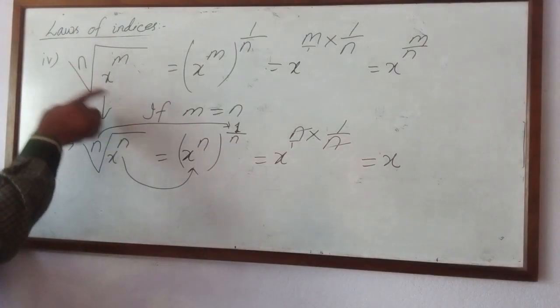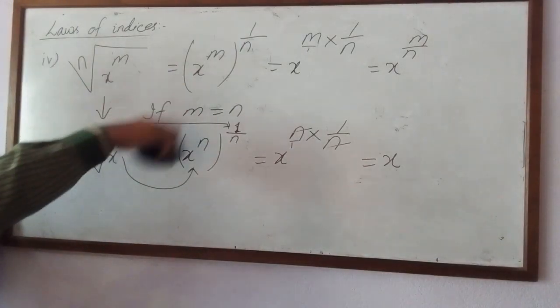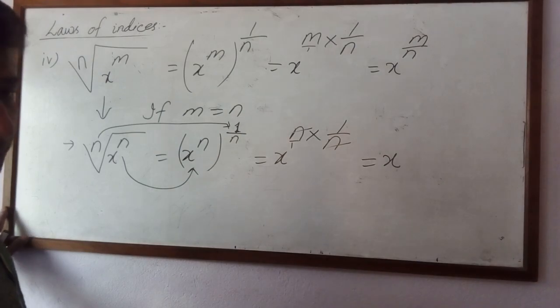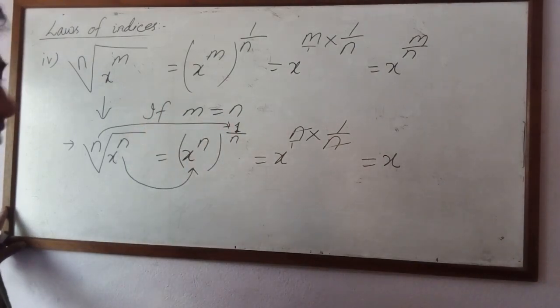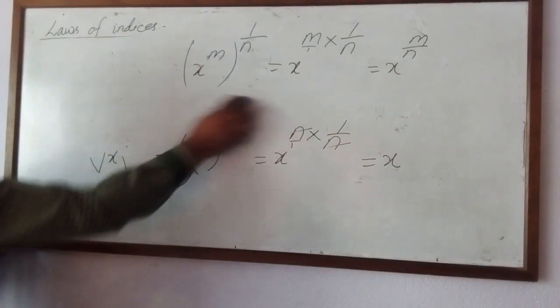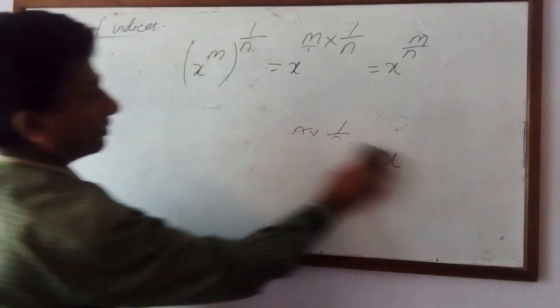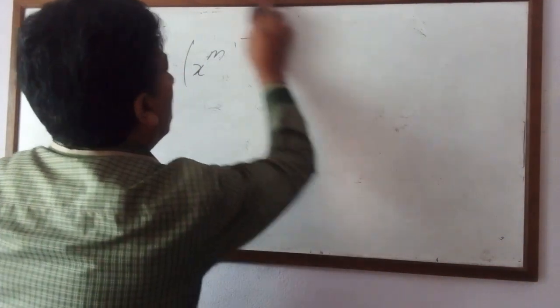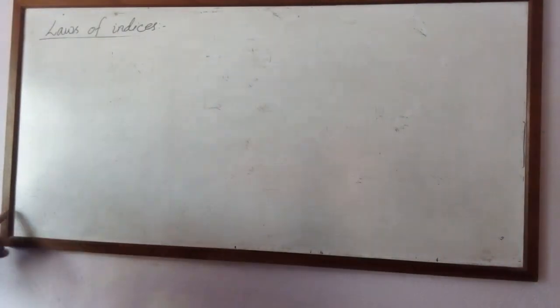This is rule number 4, very important, everywhere it comes. This is the basic rule of mathematics. You must understand this if you want to make the problem or math easy. These are the rules. Now I'll explain this rule, this formula.